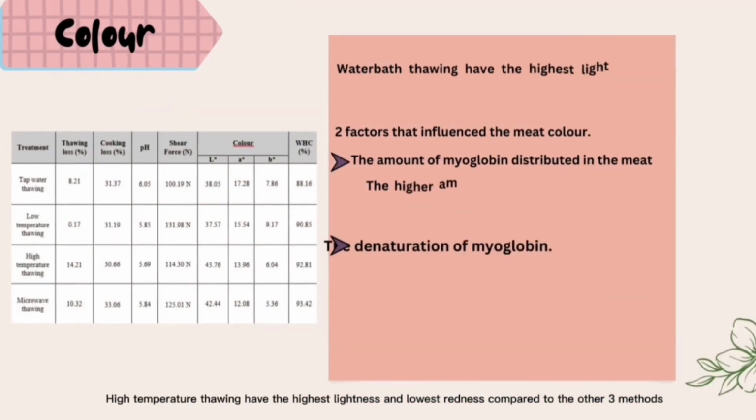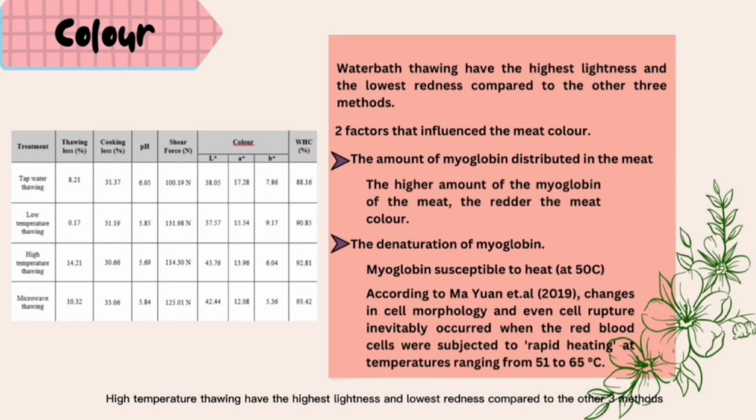High temperature thawing has the highest lightness and lowest redness compared to the other three methods. There are two factors that influence meat color. First is the amount of myoglobin distributed in the meat. The higher the amount of myoglobin in meat, the redder the meat color. Secondly, the denaturation of myoglobin. Myoglobin is susceptible to heat, and this was proven by Ma Yuan et al.